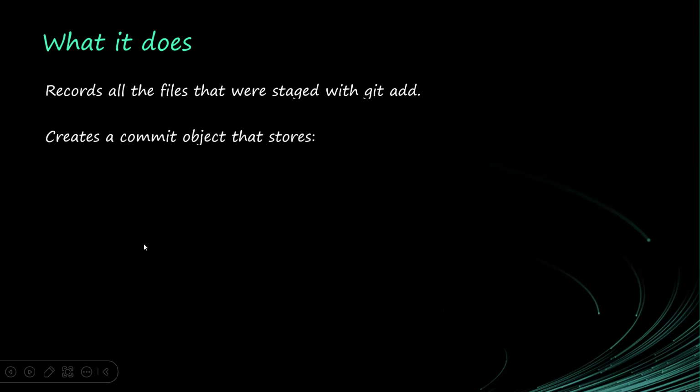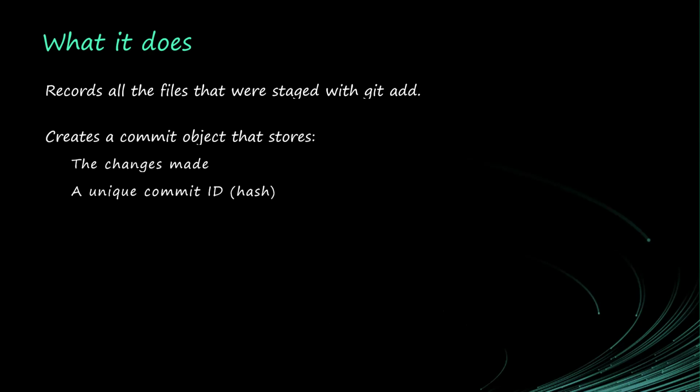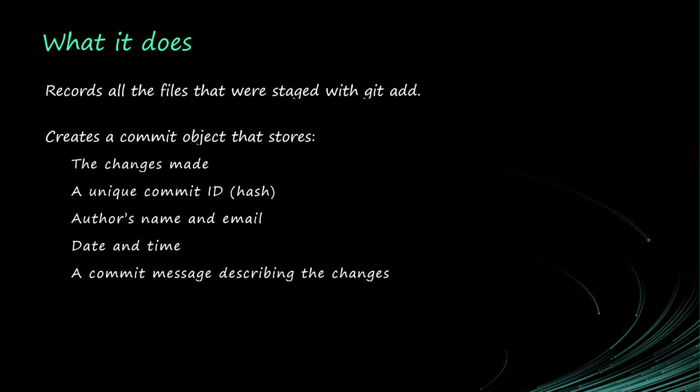Okay. So it creates a commit object that stores the changes that you have made. It will give it a unique commit ID. Don't worry, you're going to see all these things in play. It will give it the author's name and the email. It will give the date and time. It will record a commit message describing the changes. It becomes part of the permanent history of your project.